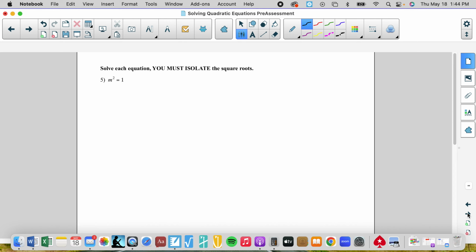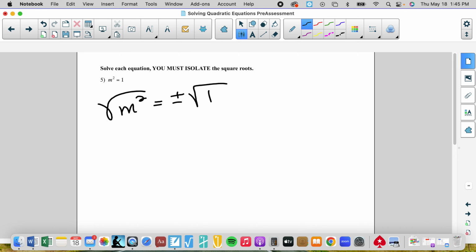We shall. Now it says you must isolate the square root. Okay, that's pretty simple. You have m squared equal 1. What gets rid of the square above the m? We are going to take the square root. Whenever we take the square root of a variable being squared, we must introduce plus or minus. And what we do to one side, we're going to do to the other.